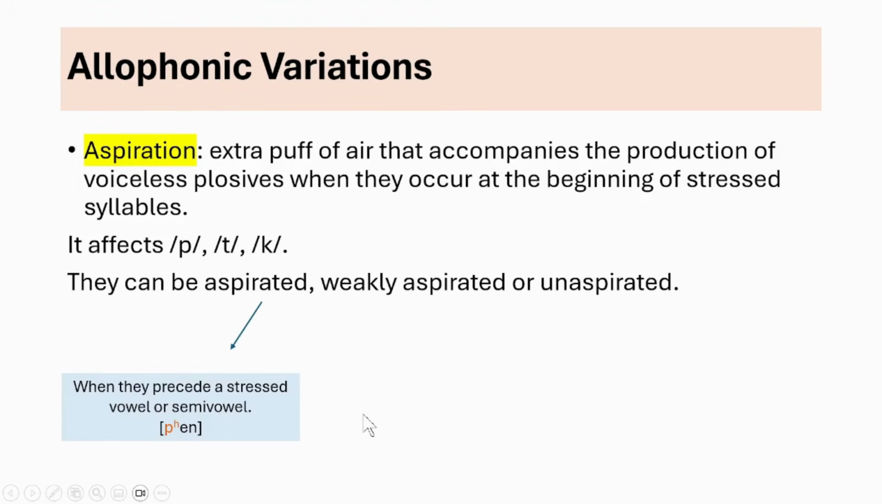Voiceless sounds are aspirated when they precede a stressed vowel or semivowel. For example, pen. As you can see, this transcription goes between square brackets because we are transcribing allophones, not phonemes. And in this case, you can see that very small h is a diacritic, and that is the way in which we represent aspiration. Voiceless plosives are weakly aspirated when they precede an unstressed vowel. Since the vowel sound is a schwa, it is an unstressed vowel, and in this case, it is pronounced today, not today, but today.